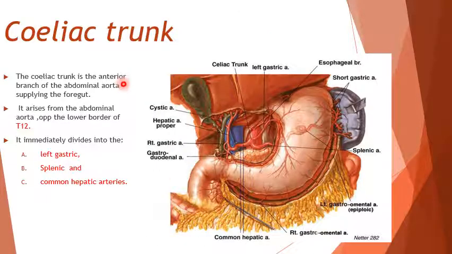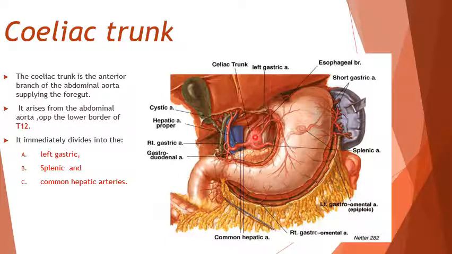The celiac trunk is the anterior branch of the abdominal aorta which supplies the foregut. It arises from the abdominal aorta opposite the lower border of vertebra T12. So this is the vertebral level of the celiac trunk, and it immediately divides into three branches: left gastric, splenic, and common hepatic artery. See here, this is the abdominal aorta, and here this is the celiac trunk.